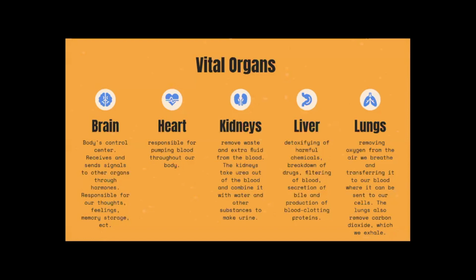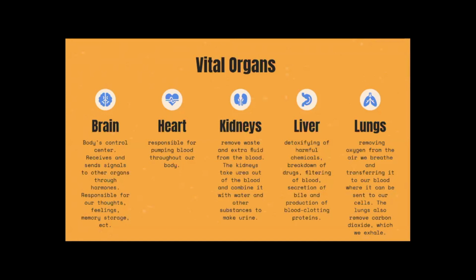Kidneys. Kidneys are very important, and it is true that you can live with only one kidney. What kidneys do is remove waste and extra fluid from the blood. The kidneys take urea out of the blood and combine it with water and other substances to make urine. Next, we have the liver. It detoxifies harmful chemicals, breaks down drugs, filters blood, secretes bile, and produces blood clotting proteins.